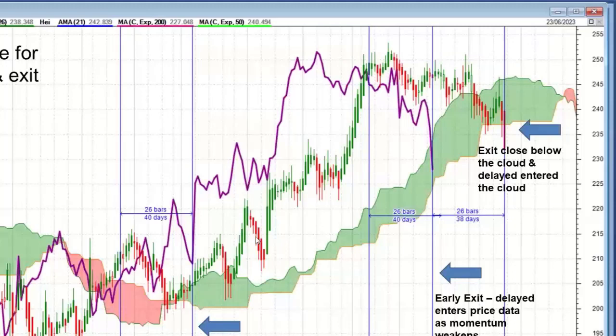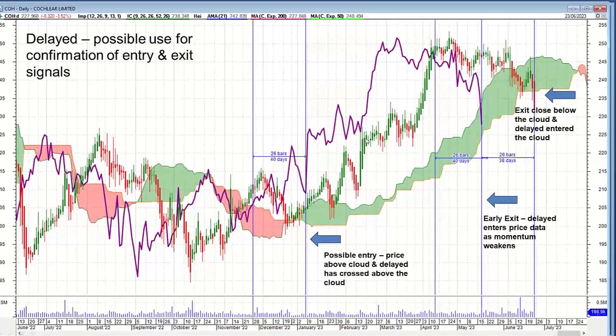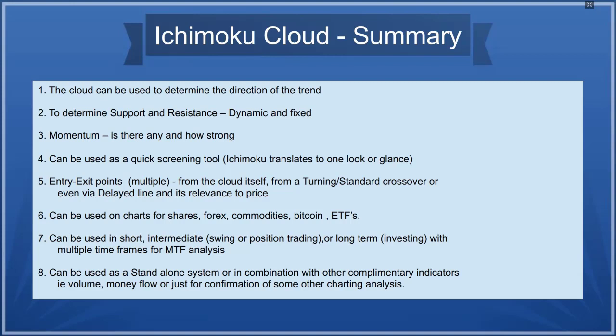Just before we summarize it, just to show you a few entry and exits. One was here, and an exit could be when the delayed actually came in here, or when it broke the cloud or broke the span B. And obviously an aggressive trader would exit here, a swing trader probably here, and the investor, obviously when it breaks down here, it's time to get out. So that makes much sense.